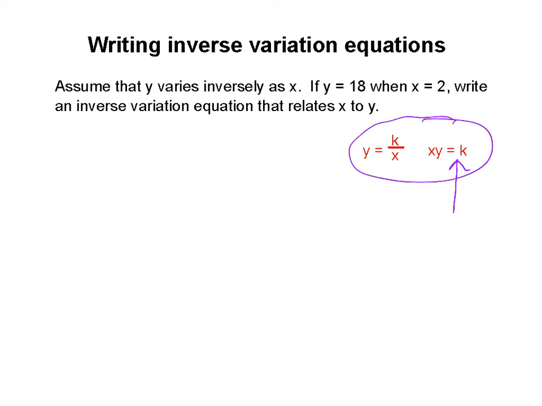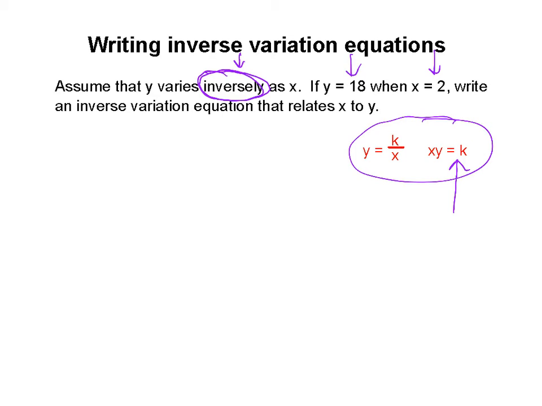So it says, assume that y varies inversely as x. Here's that key word. If they said directly as x, then you'd write a y equals k times x equation, but it says inversely, right? So if y equals 18 when x equals 2, write an inverse variation equation that relates x to y.